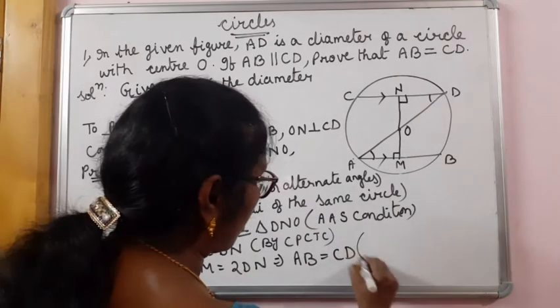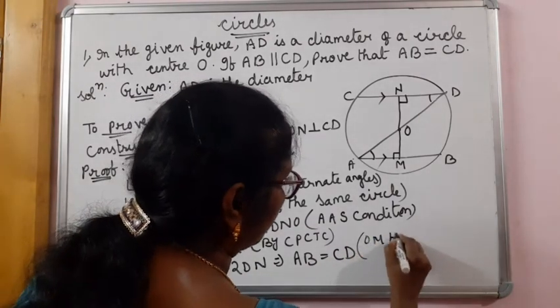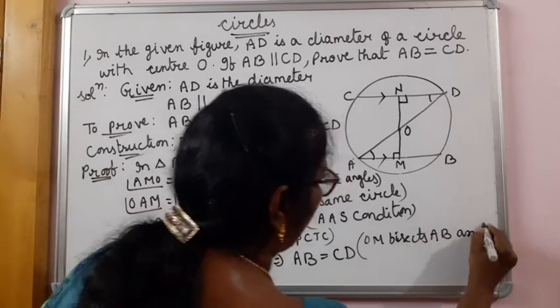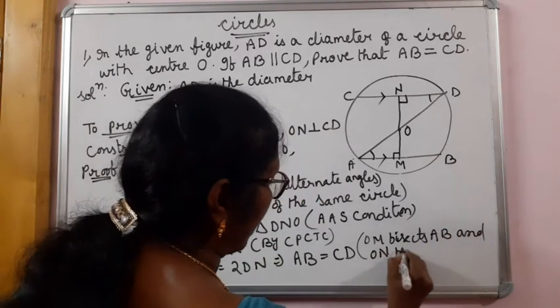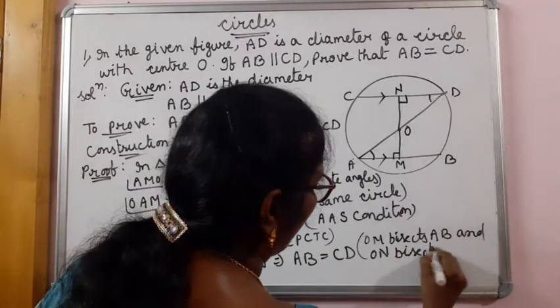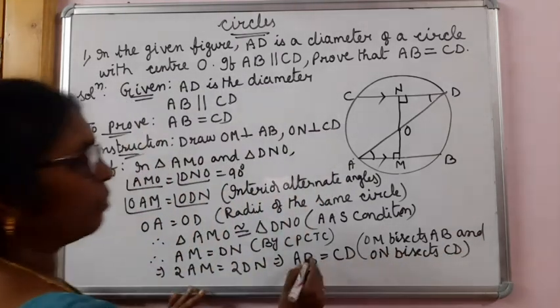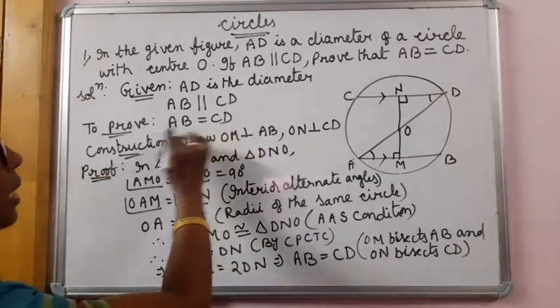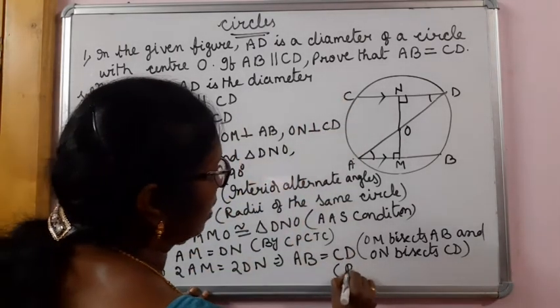Reason we can write: OM bisects AB and ON bisects CD. Because of that, 2AM became AB and 2DN becomes CD. And that is what we have to prove, and that is proved.